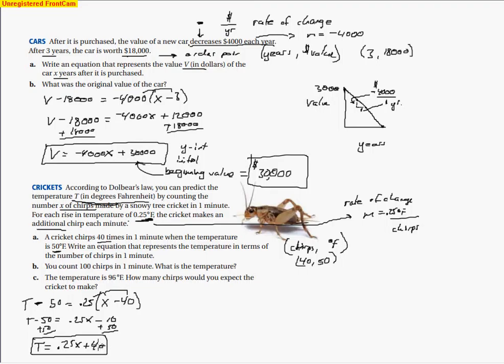So at 40 degrees it doesn't chirp at all, but after that it begins chirping. For each chirp, the temperature increases by 0.25 degrees Fahrenheit. So we'll say here it says that you count 100 chirps in 1 minute. With 100 chirps, we can predict what the temperature will be.